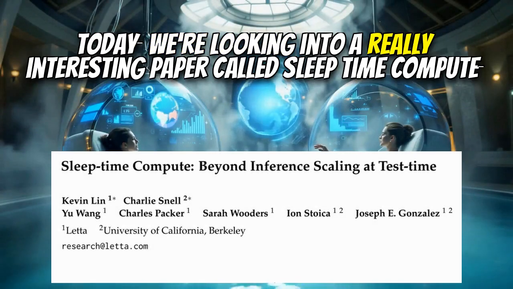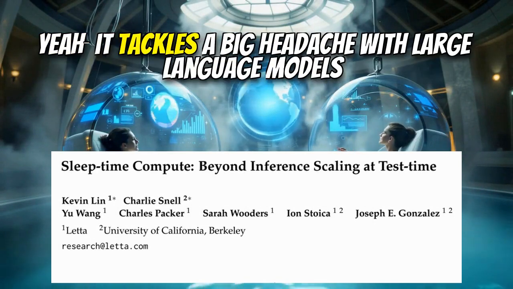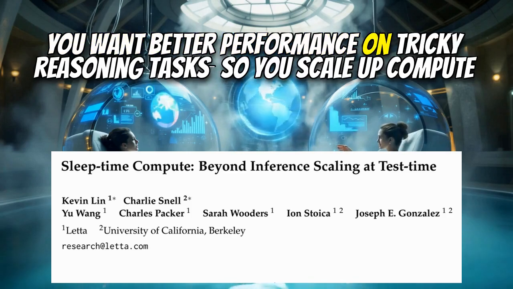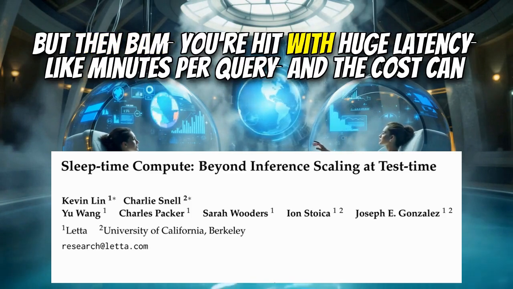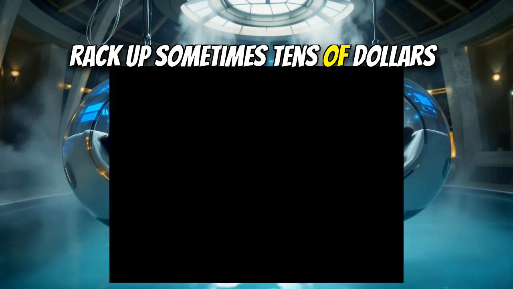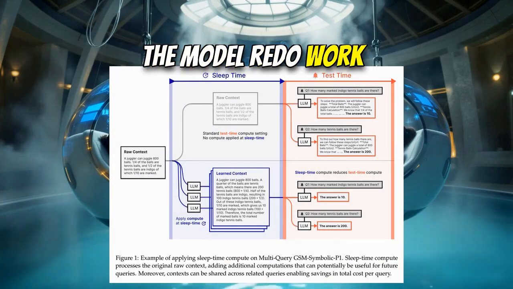Today we're looking into a really interesting paper called Sleep Time Compute, Beyond Inference Scaling at Test Time. Yeah, it tackles a big headache with large language models. Right. You want better performance on tricky reasoning tasks, so you scale up compute at test time. But then, bam, you're hit with huge latency, like minutes per query, and the costs can rack up sometimes tens of dollars. And a lot of that comes from treating related queries as totally separate, making the model redo work.